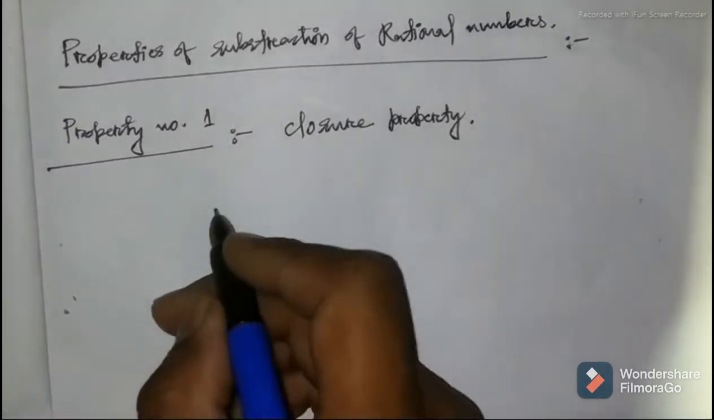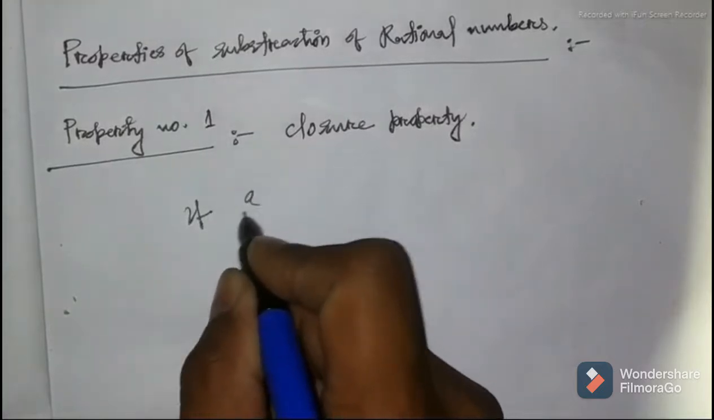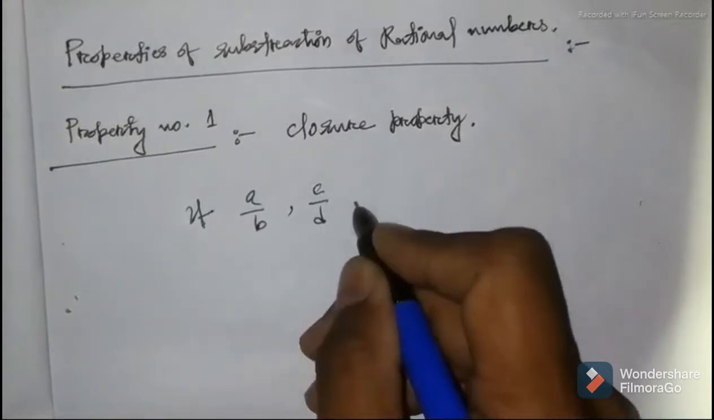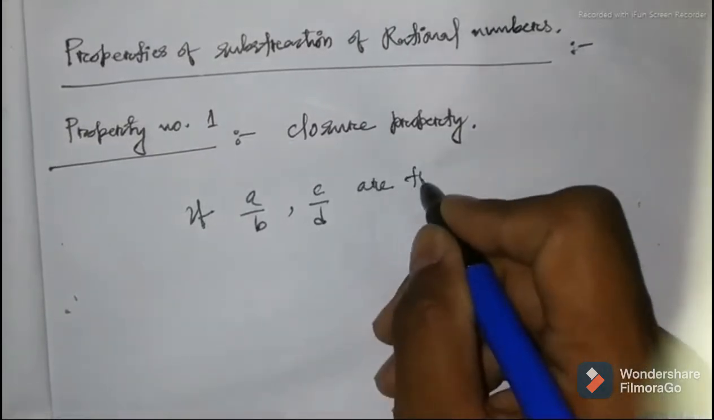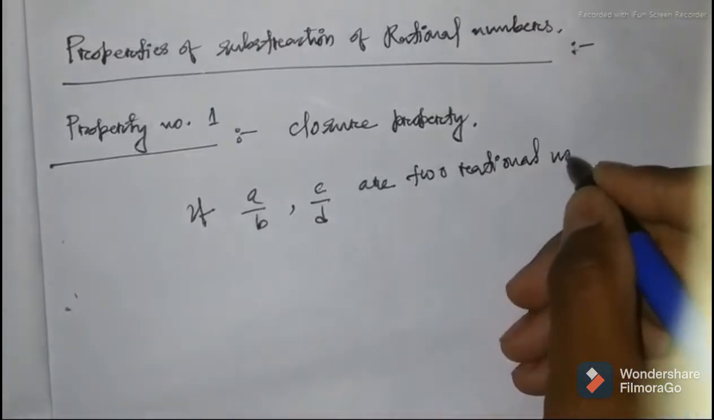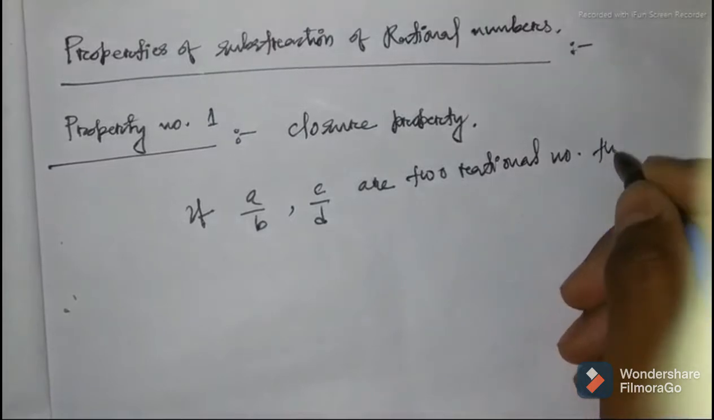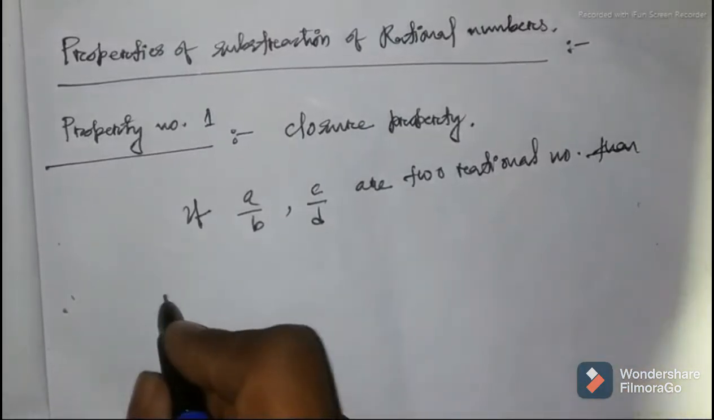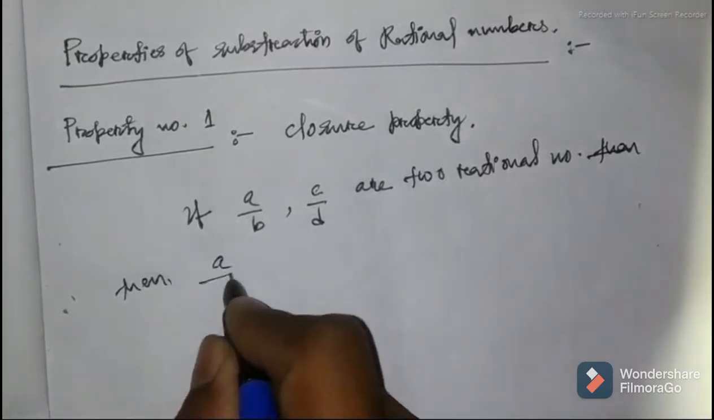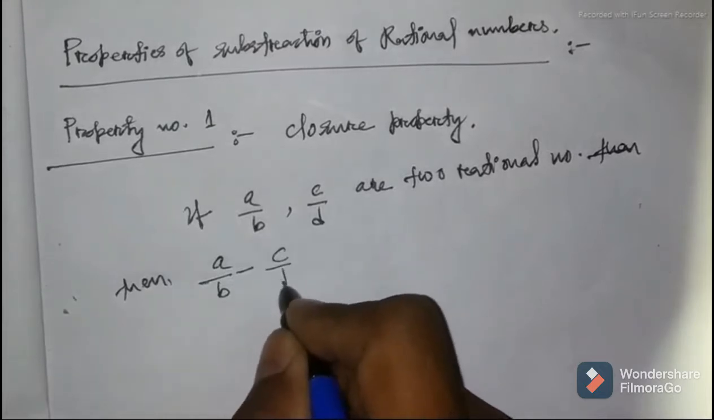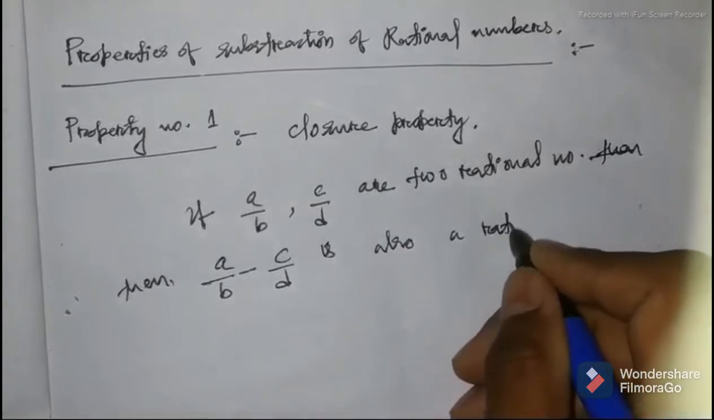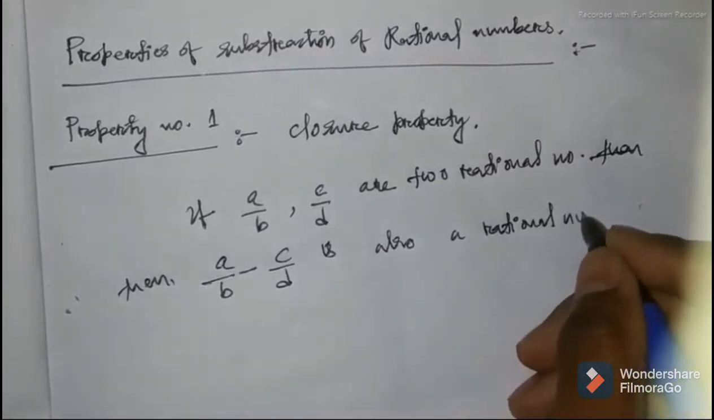Suppose a by b and c by d are two rational numbers, then a by b minus c by d is also a rational number.